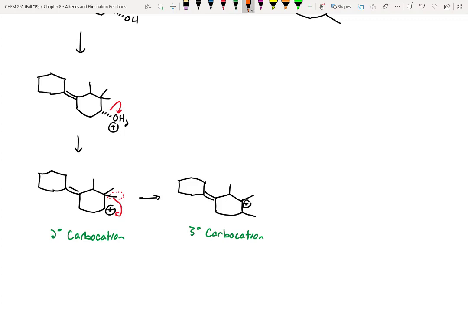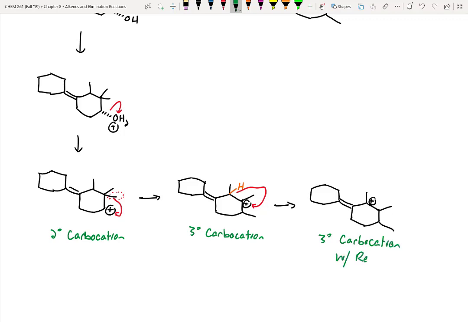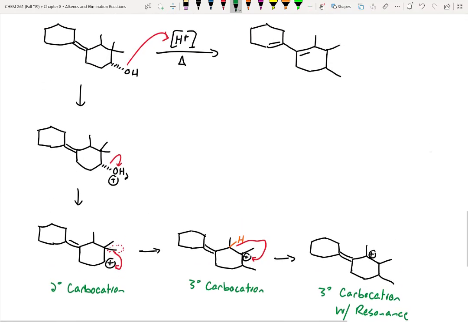Yeah. In fact, we've got this hydrogen over here. Let's see what happens when we slide this hydrogen over via a 1,2 hydride shift. The methyl groups are still going to stay put, but now our positive charge is going to be moved over here. So this is a tertiary carbocation with resonance. We know that that's more stable. All right? So let's take a look at our final product.